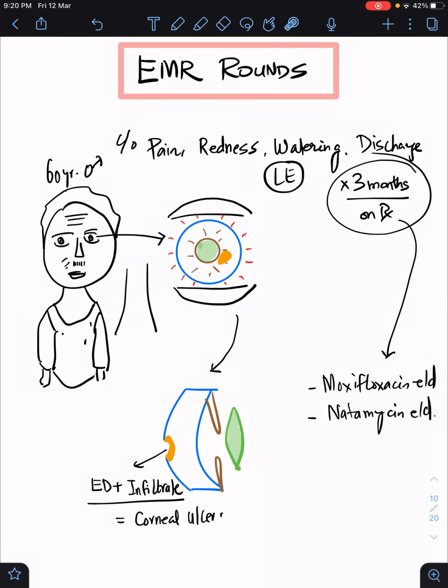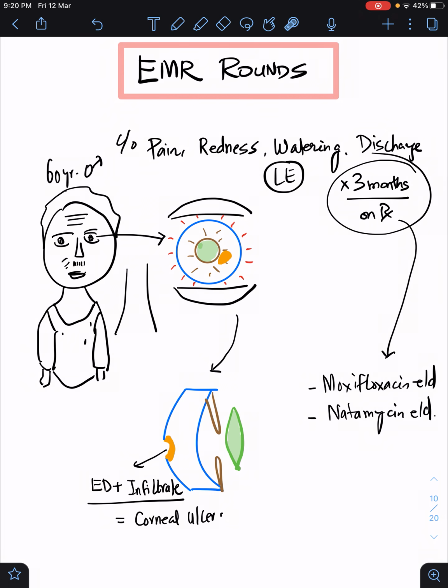So what is a corneal ulcer in its simplest terms? It is a combination of an epithelial defect, where there is a loss of epithelium of the corneal layers, with infiltrate. Infiltrate is nothing but infectious material along with inflammatory cells invading the deeper parts of the cornea. It's as simple as that.